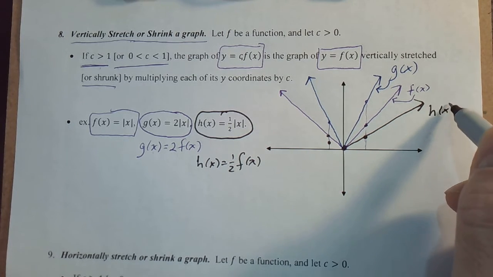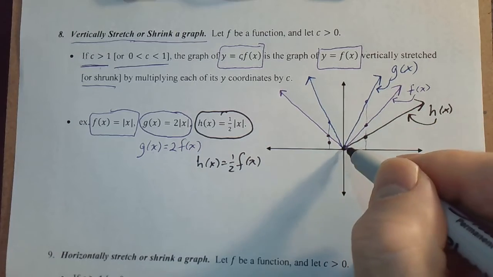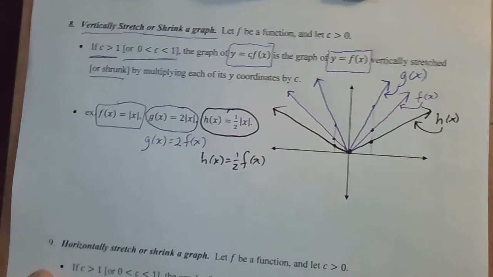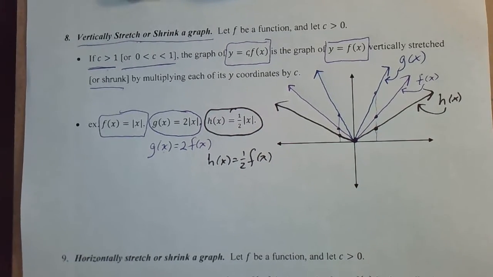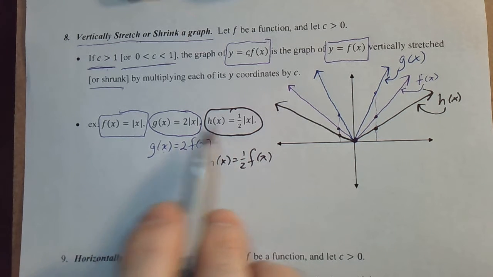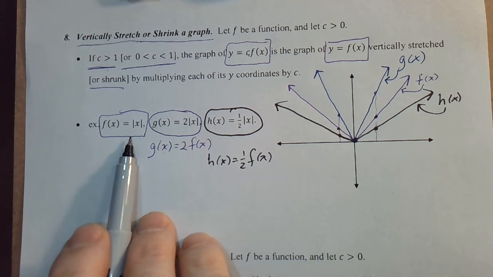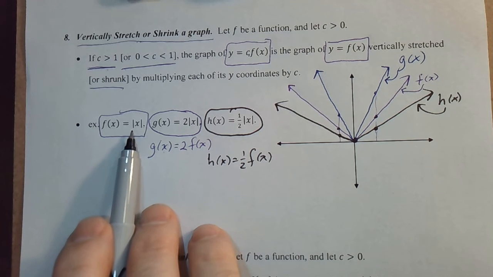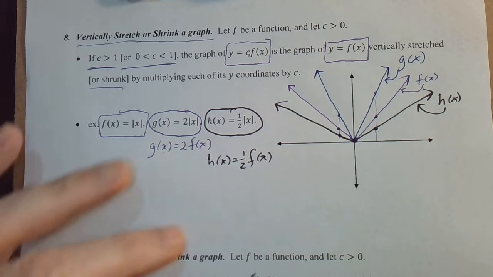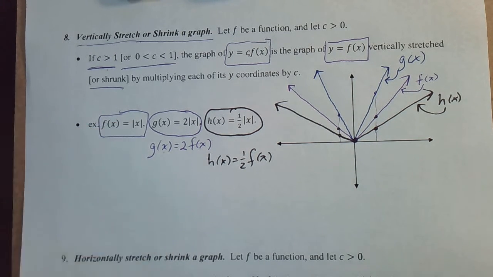H of x. So because we knew exactly what this graph looked like, f of x equals absolute value of x, we were able to graph these two functions that are similar to this, just a constant number times the absolute value of x, without having to make a table of x, y values. Transformations of functions. We vertically stretched on the first one, and then for h, we vertically shrunk it.